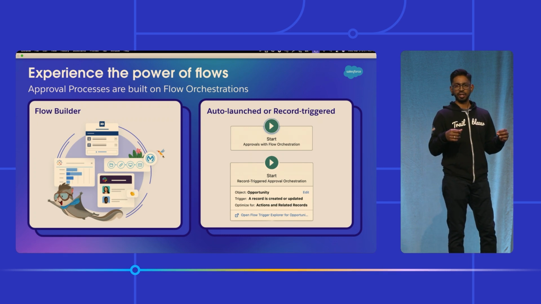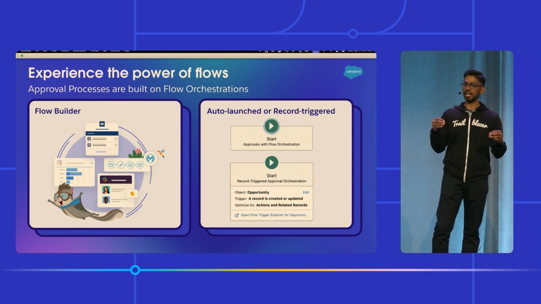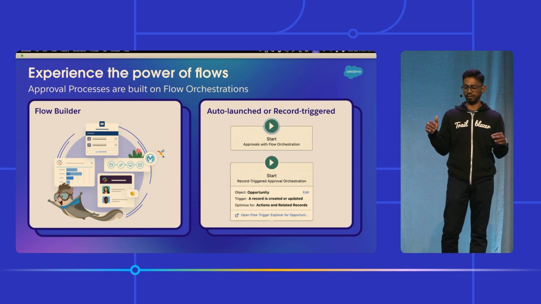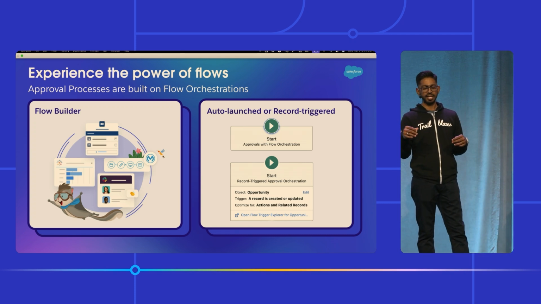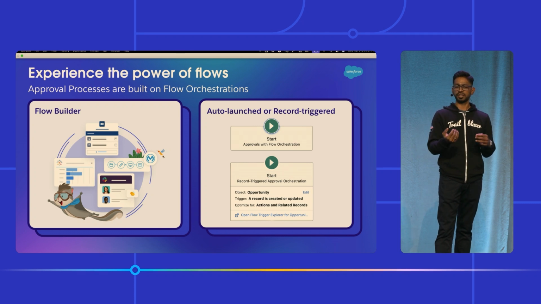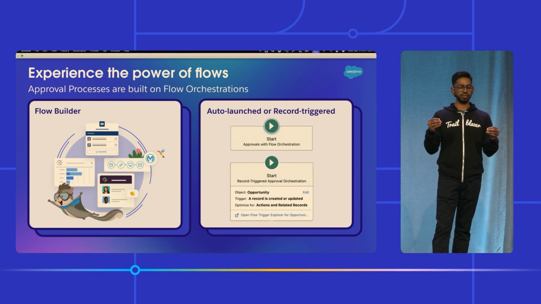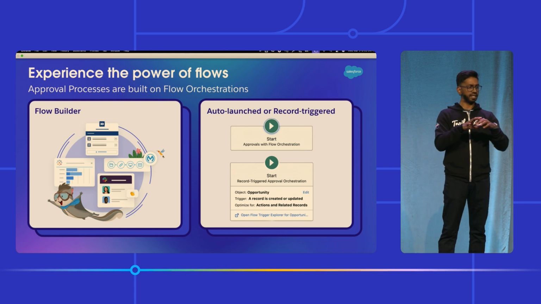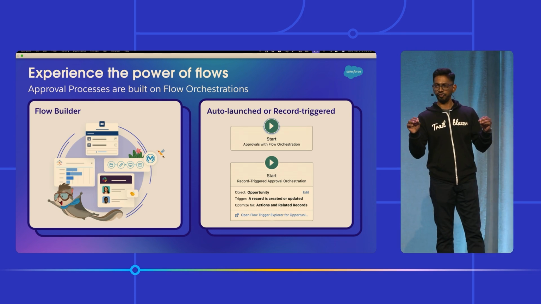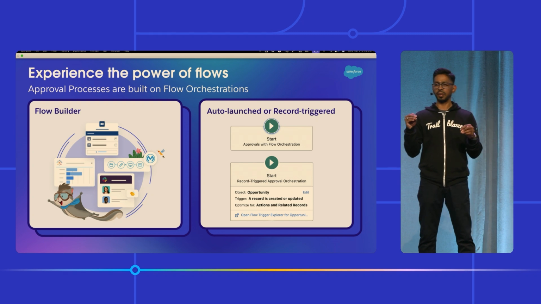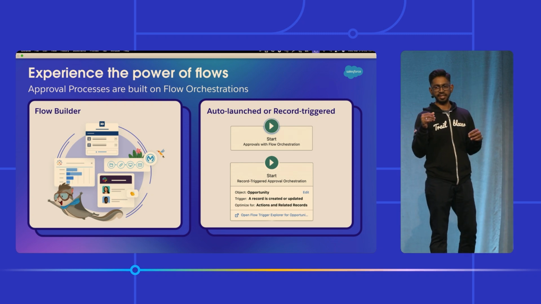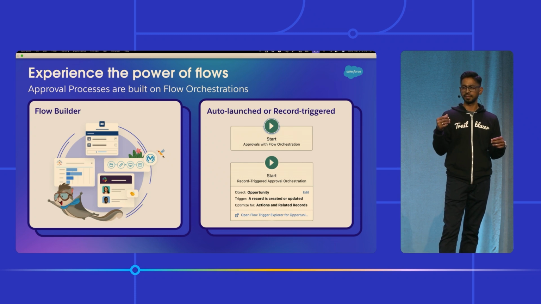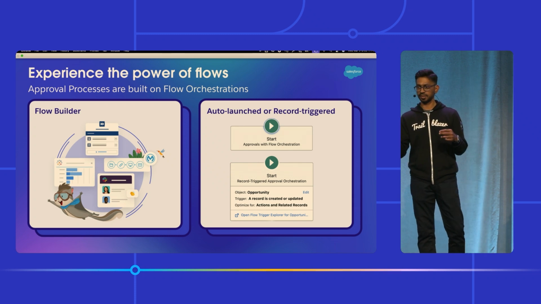First off, approval processes are built on flow orchestrations, and they are included in the platform. They would be a platform feature, and they're built on top of flow orchestrations. What that means is you'll get the power of Flow Builder. You would be able to easily view the entire end-to-end process on the Flow Builder and arrange them just the way you like it, visualize it easily, and make sure that they are arranged in a way that you would like to see. There are two types of approvals.